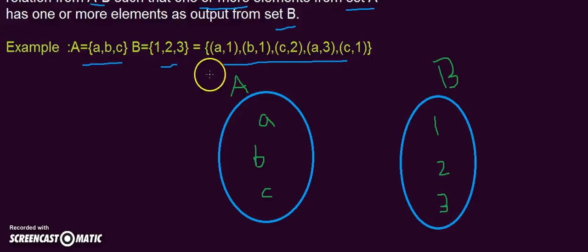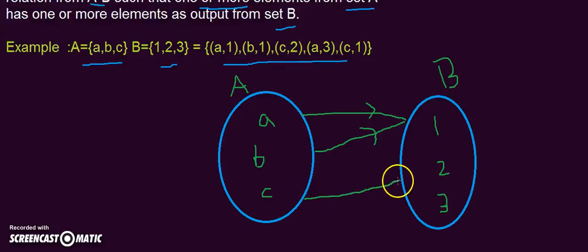Now if you observe the relation, we have A to 1, then B to 1, and C to 2, and again we have from A to 3, so A to 3 we have a relation, and again C to 1, so from C to 1.